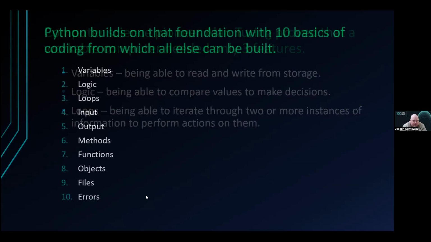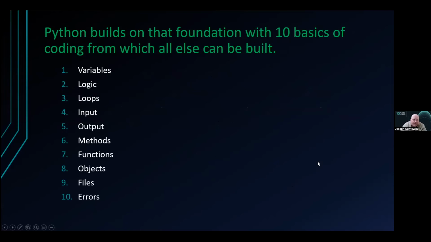And we're going to see how they kind of apply. So Python builds on that foundation with essentially 7 other ideas. Now, these can be grouped pretty easily. And when I say Python builds on that foundation, every computer language does exactly the same thing, just does it a little differently. So again, on my list here, you see variables, logic, and loops.